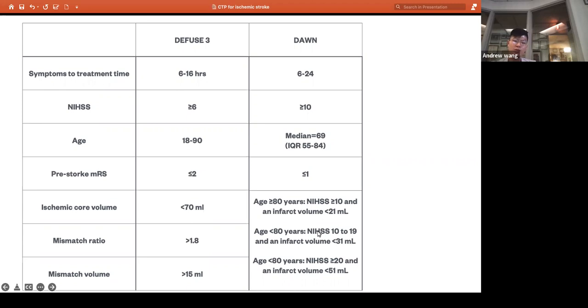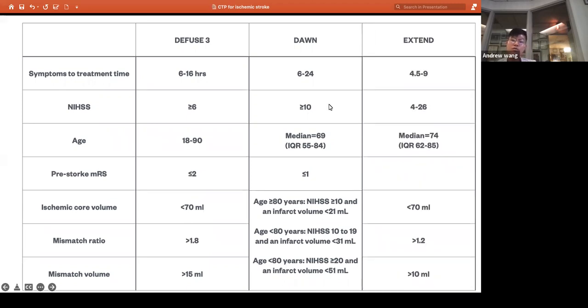And for patients less than 80, with an NIH stroke scale 10 to 19, they should have an infarct volume less than 31. And if their symptom is more severe, which means the potential reversible area is larger, with an NIH stroke scale 20 or more, they should have an infarct volume less than 51.